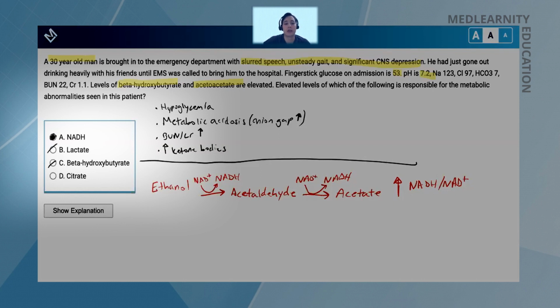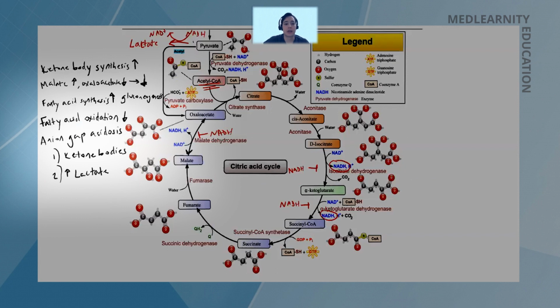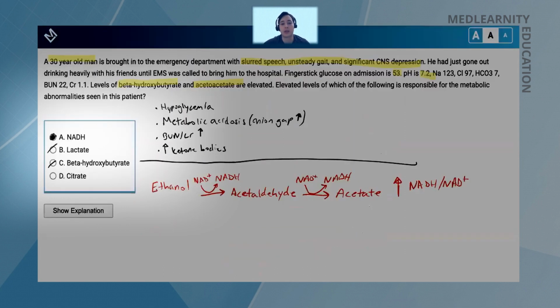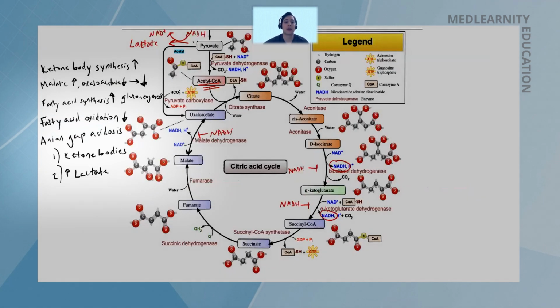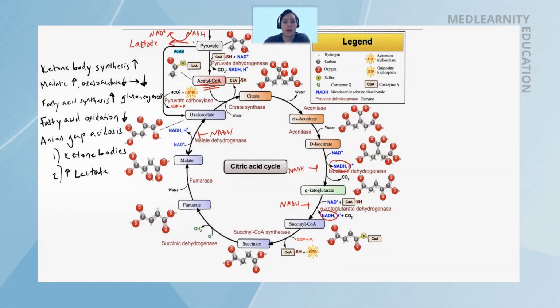And then citrate is one of the intermediates in the TCA cycle, but it's really not a direct cause of any of the metabolic abnormalities in this question, so we can cross that out as well. So we're left with NADH, and I hope that the discussion of all the different pathways that are affected in this patient who's consumed a lot of alcohol, I hope those are clear now.